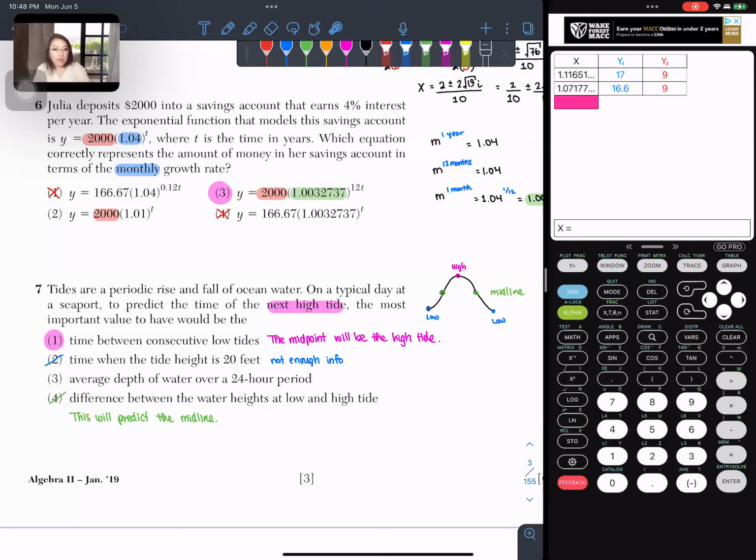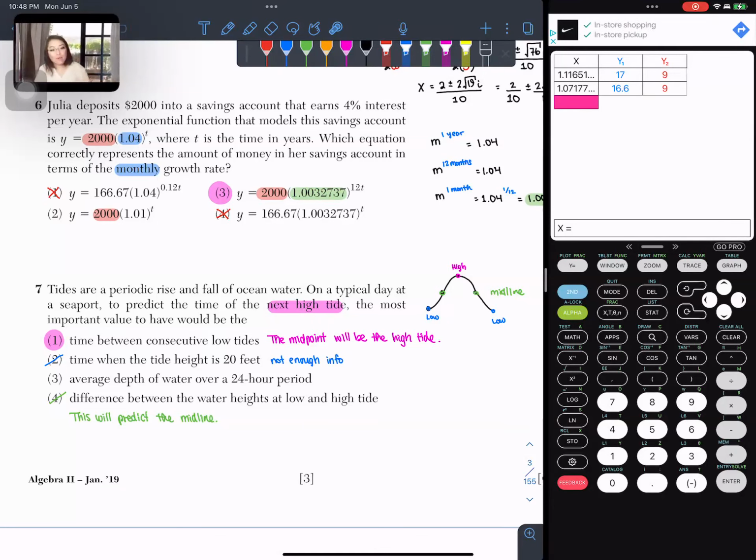The average depth of the water is over a 24-hour period. Okay, but I don't think that's going to help us predict the high tide. It's just that the average is 24. It doesn't give us any information about the height, so that's also not enough information.